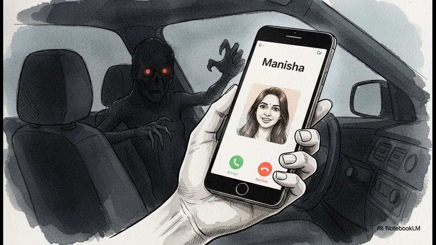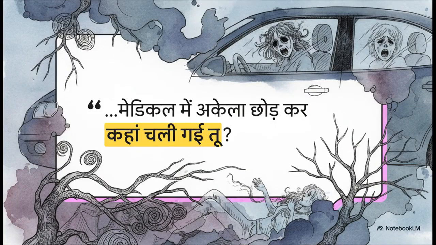Just as Khushbu is reeling from this horrible idea that she might have just imagined the whole thing, her phone starts ringing. She looks at the screen. The name says Manisha. And this is the setup for the second and way more terrifying reveal. The voice on the phone is the real Manisha, and she's frantic, asking, "Where did you go? You left me alone at the medical store." And in that instant, the truth just crashes down on her.